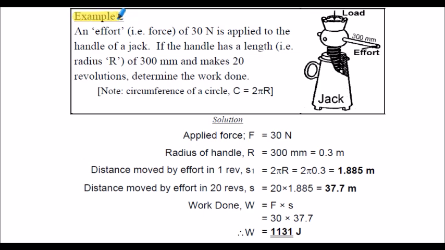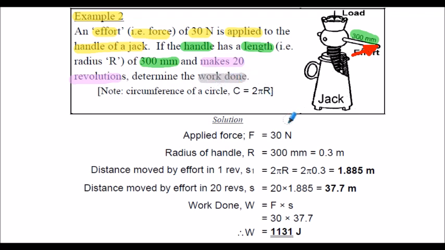Example 2 is an illustration of circular motion where work is done. An effort, that's a force, of 30 newtons is applied to the handle of the jack shown in the question. In other words, this effort here is where the force is applied. If the handle has a length or radius of 300 millimeters, shown here, and it makes 20 revolutions, we've got to determine the work done.